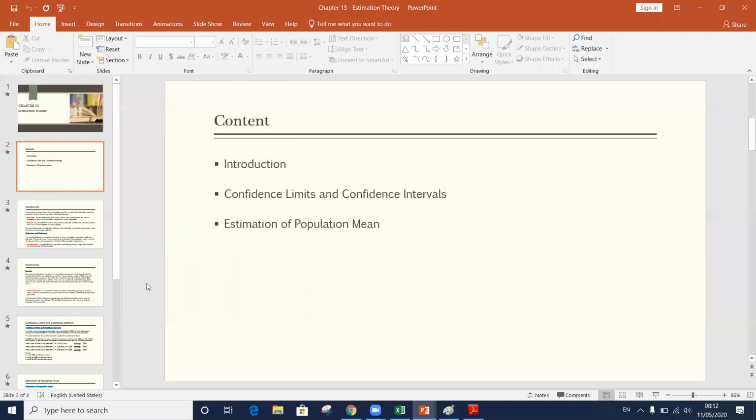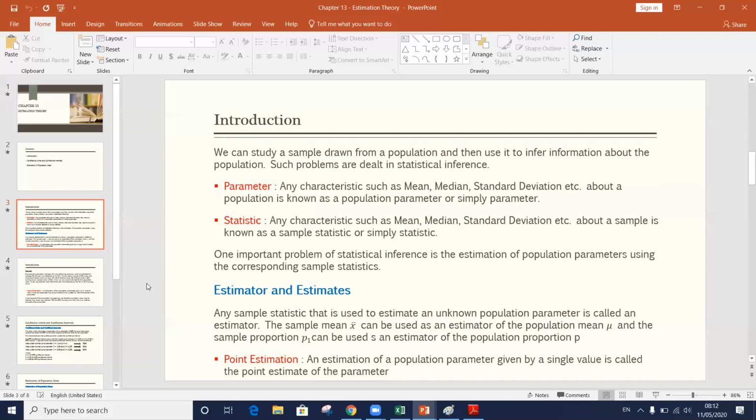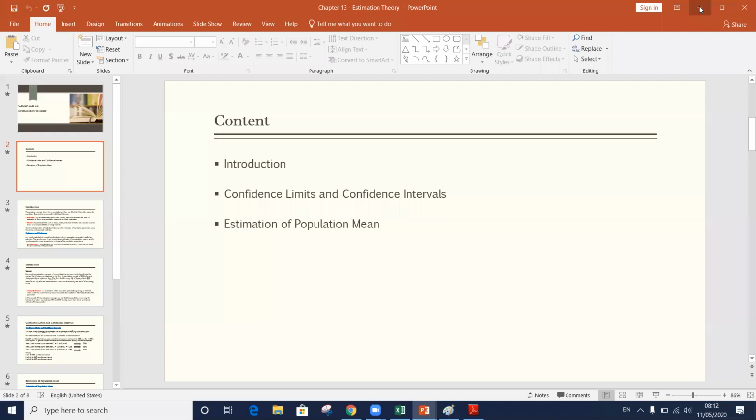Here, right, here we need to know two things: confidence limits and confidence intervals, right? Confidence limits and confidence interval, we need to know these two, right?